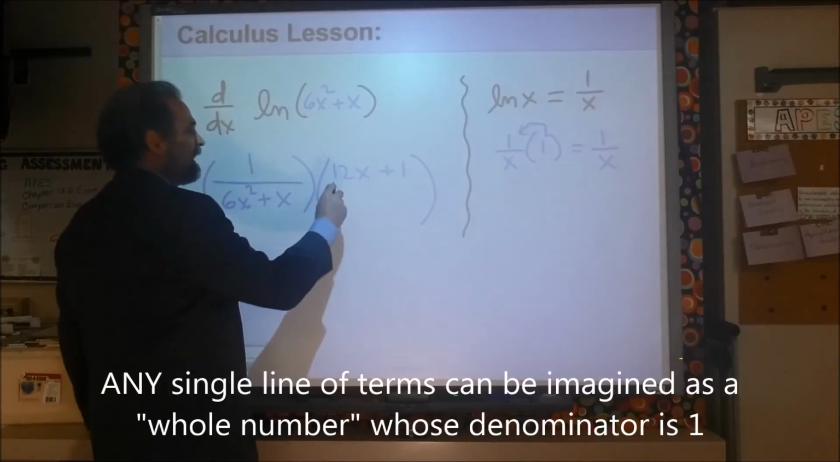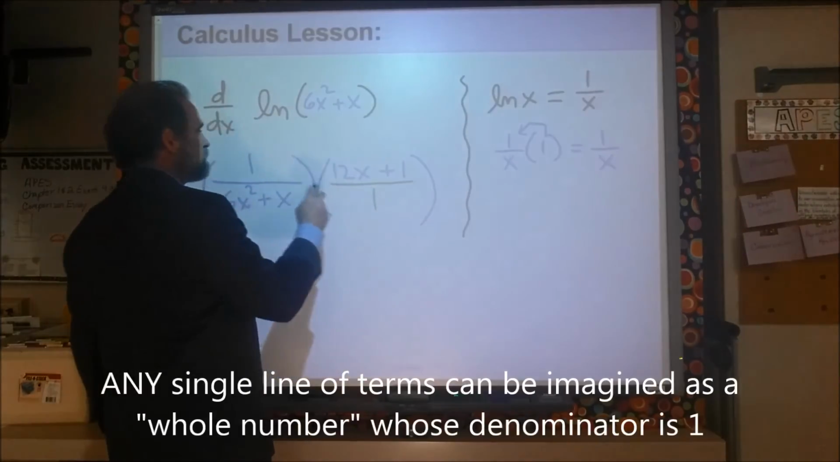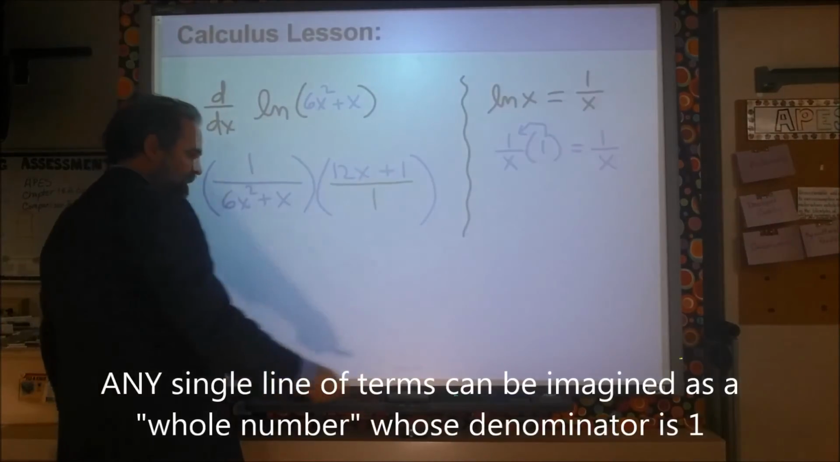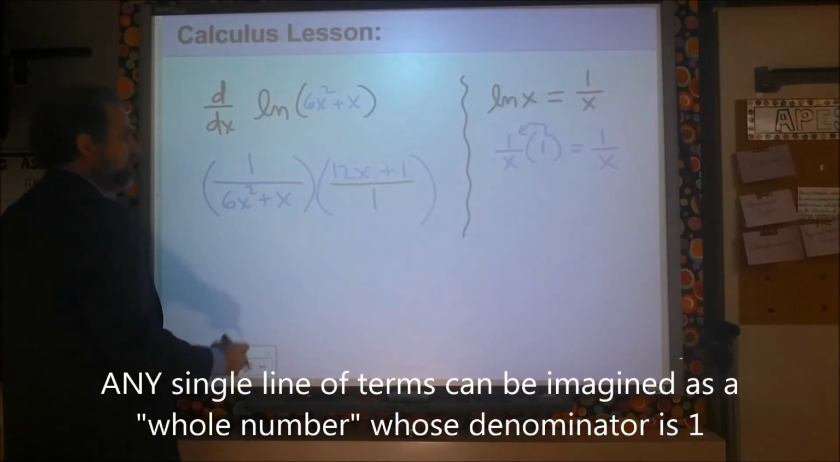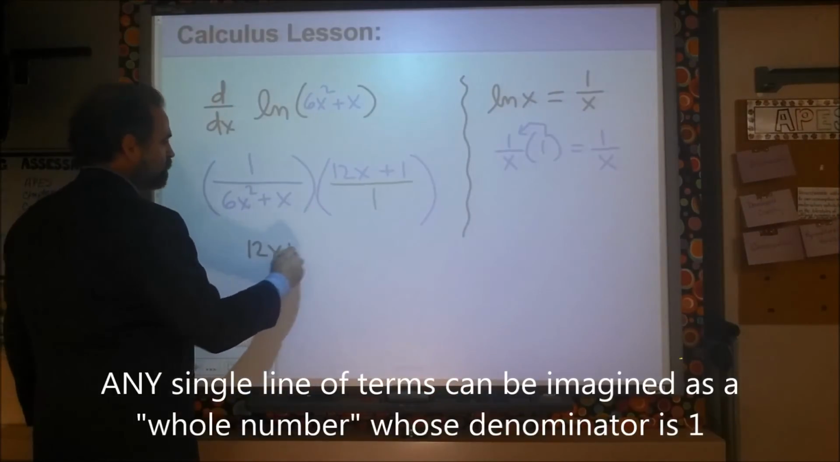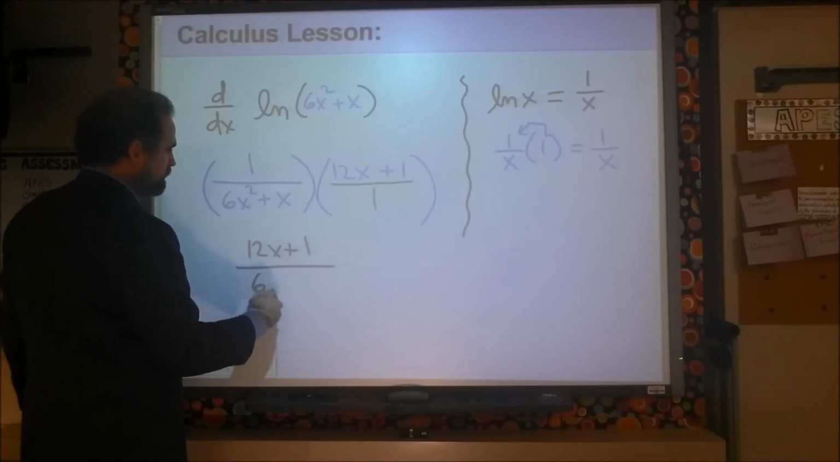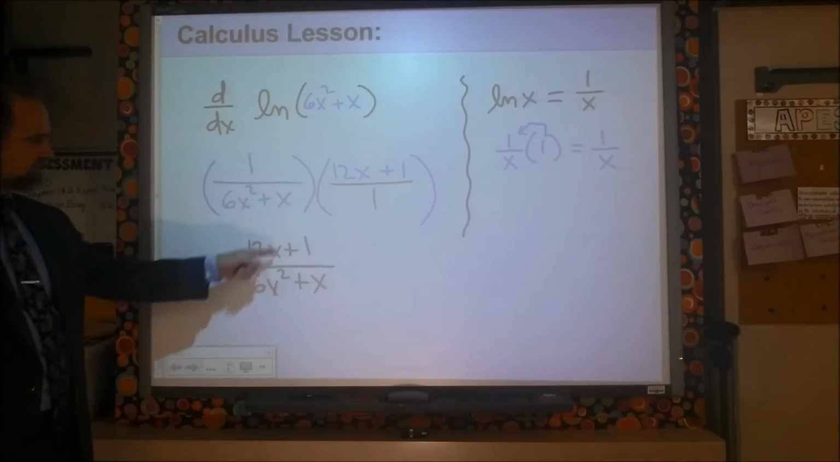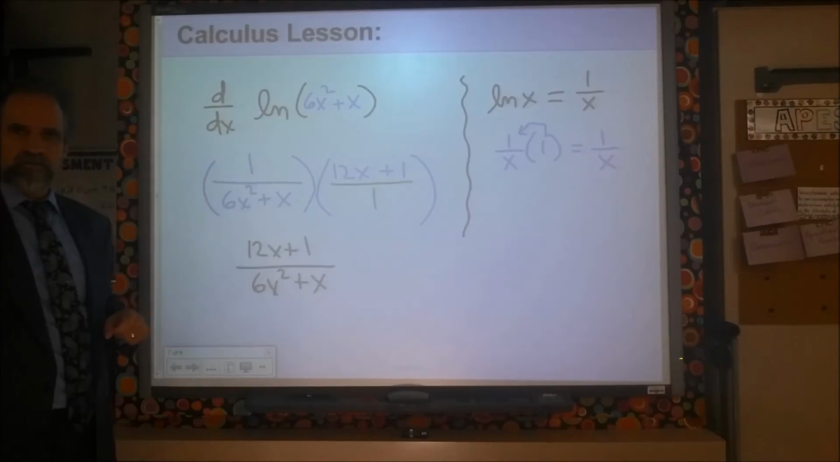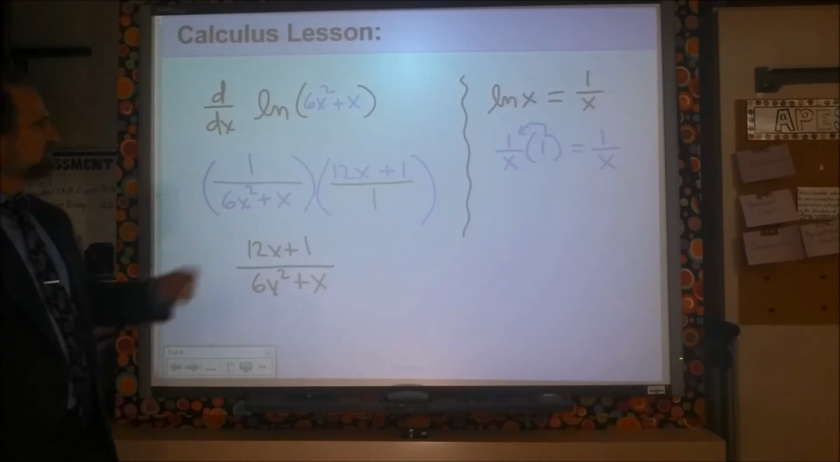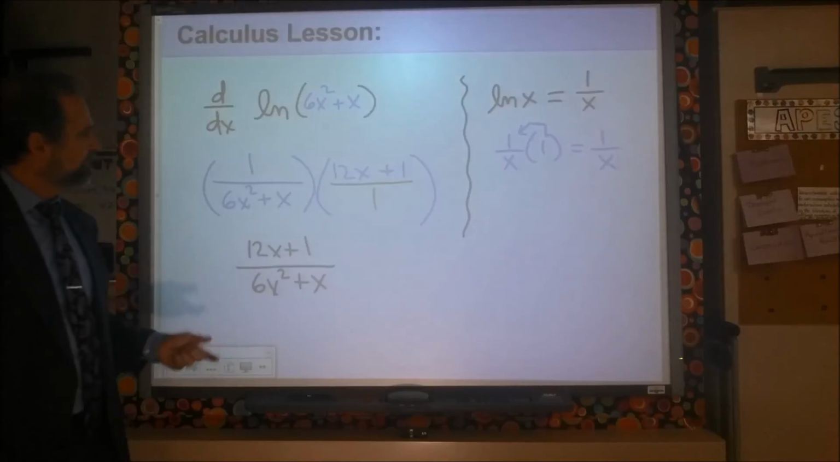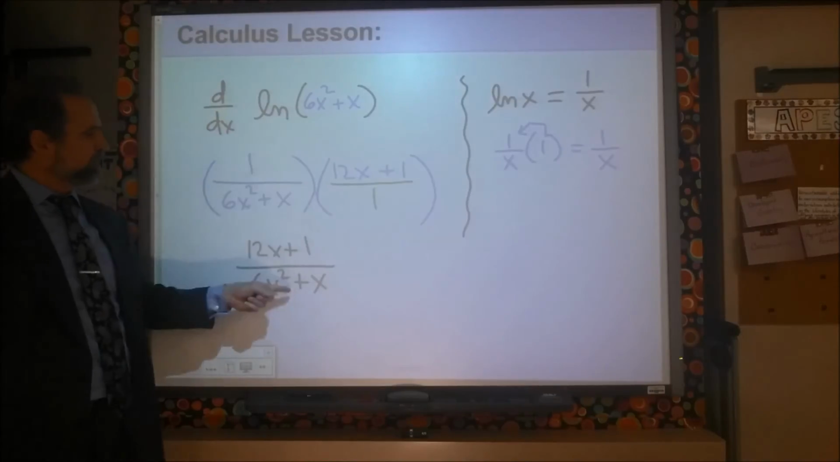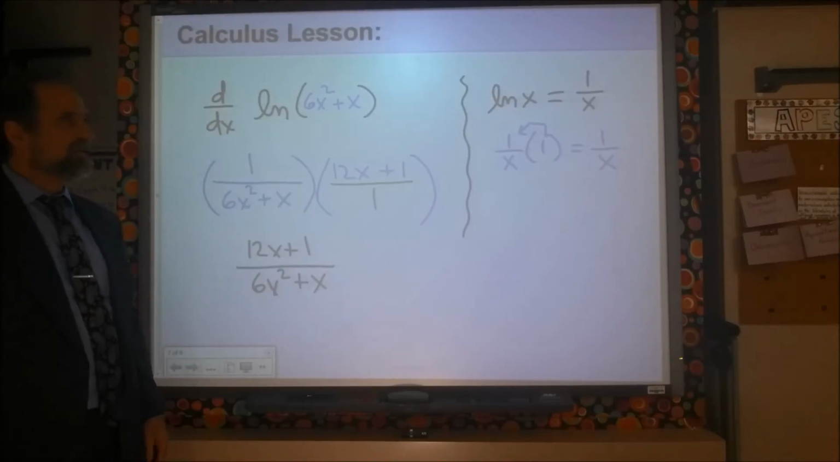That's a whole number. I can imagine it over 1, which means top times top, bottom times bottom. I hope you're starting to see the pattern. What I get is 12x plus 1 over 6x squared plus x. No, I'm not going to cancel that way because addition is not undone by a division. But what I am going to notice is the derivative of the inside is on top and the original input was on bottom. That makes it easy.